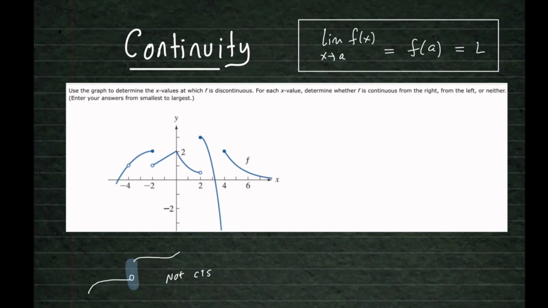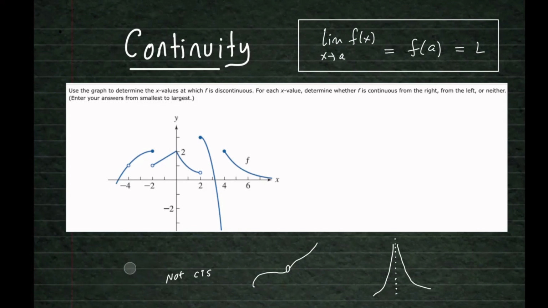Another situation where a graph is not continuous is when you have a hole in the graph like this. So again, it's not continuous right here at that point A. Another situation could be when you have vertical asymptotes. For instance, if you have a graph that looks like this or that, and here you have the vertical asymptote. So this is again a case where the function is not continuous at that number A.